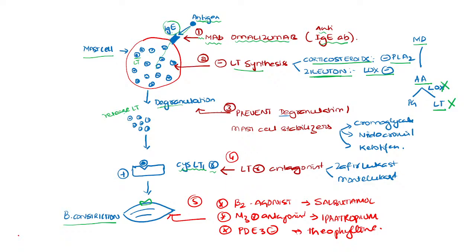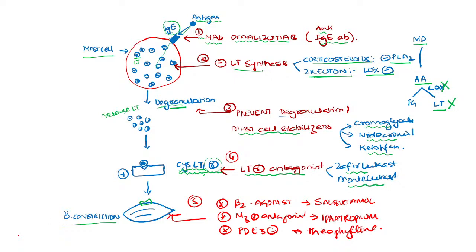So the next target site will be to prevent the degranulation. This can be done by the mast cell stabilizers. We have cromoglycate, nedocromil and ketotifen. Next, the fourth target site will be the cysteinyl leukotriene 1 receptors, and you need to antagonize that receptor. So you're going to prevent the activation of these receptors. How are you going to do it? By giving a leukotriene receptor antagonist. We have zafirlukast, montelukast, etc.